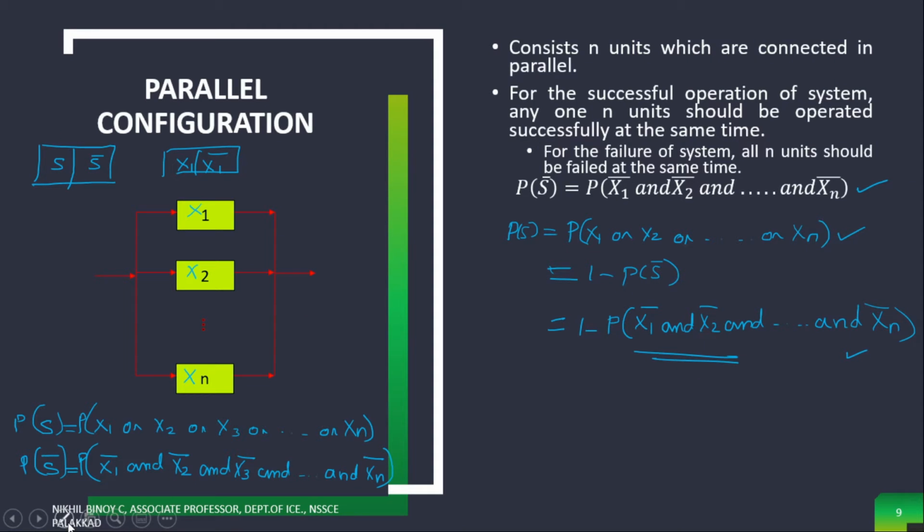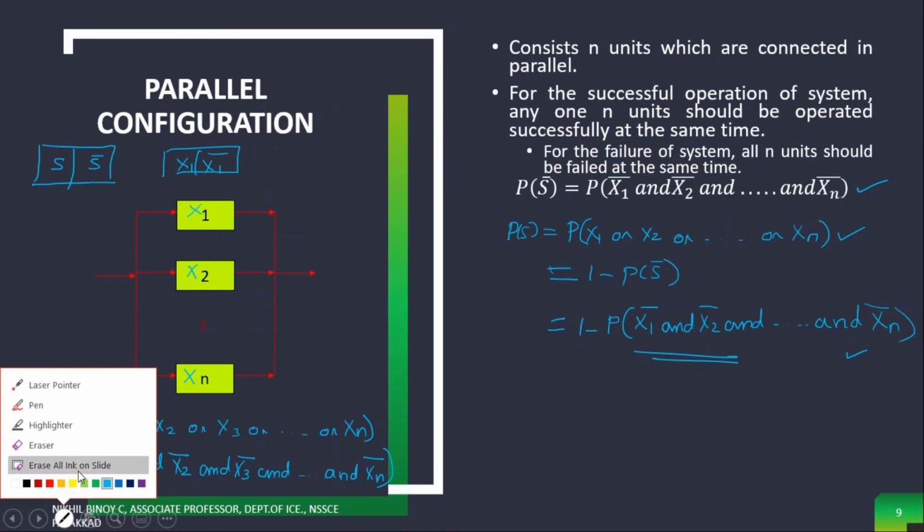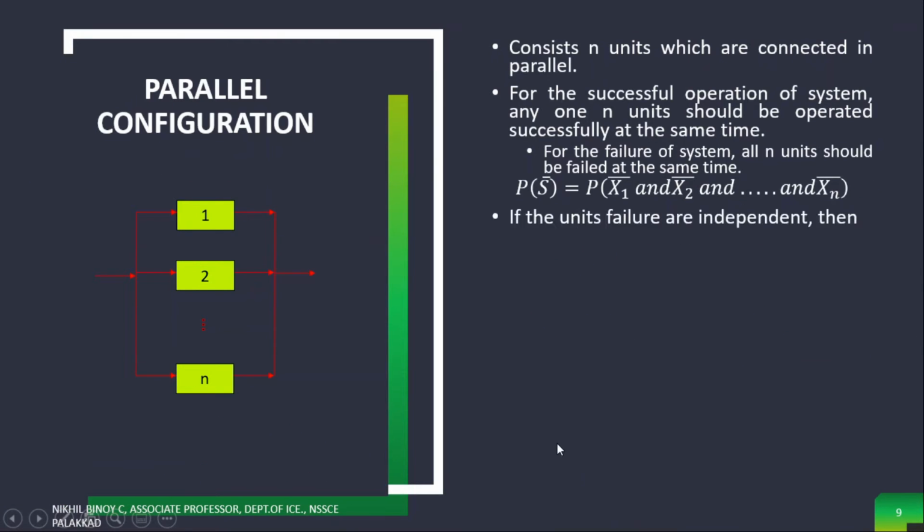Okay, so this one is a general representation. Now what about the independent case and dependent case? If the failure units are independent, or if the failure events are independent, then what can we write? Please give me the answer. If x1 bar, x2 bar and xn bar, these failure events, are independent, then what is P of S bar?